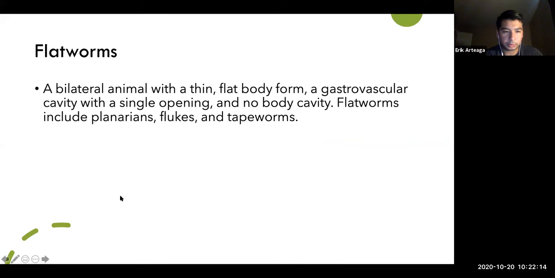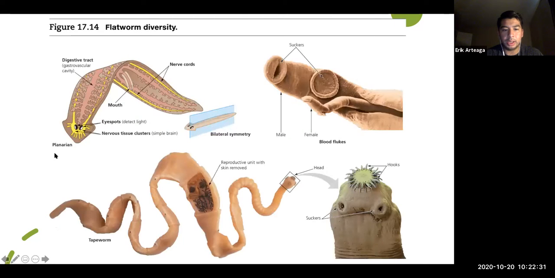Flatworms. A bilateral animal with a thin, flat body, forming a gastrovascular cavity with a single opening and no body cavity. Flatworms include planarians, flukes, and tapeworms. So a lot of parasitic worms are found in this group of organisms, this phylum. Okay, so they do have a digestive tract. You do have a mouth, eye spots, right? Nervous tissue clustered, simple brain.